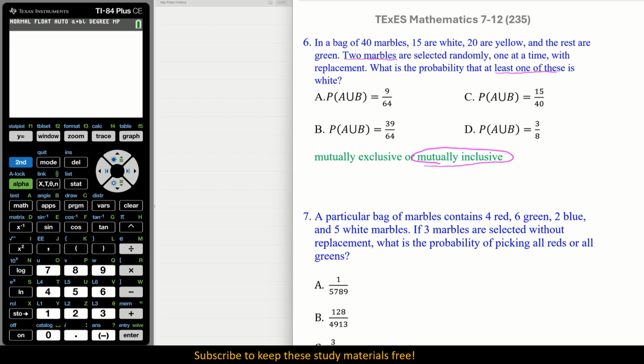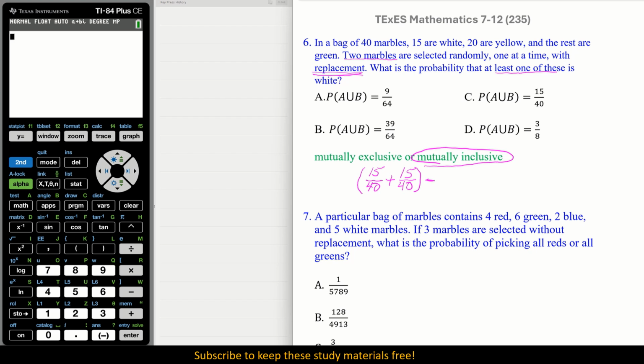Okay, so what do we really need to do? Well, first, let's see what we got here. We have a total of 40, and it says we have 2 drawings and we're dealing with white, which is 15. But then we have that happen again, exactly the same. It's 15 out of 40. And why is the denominator 40 still? Because we replace the marble. Now we have to subtract our overlapping.